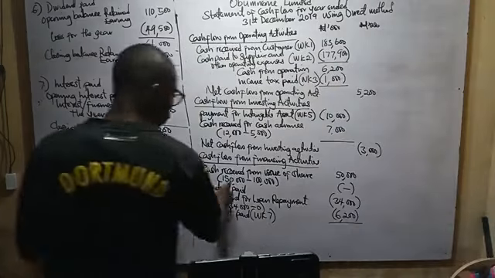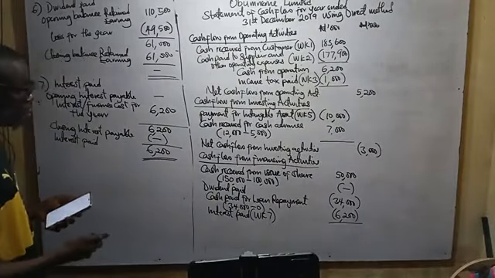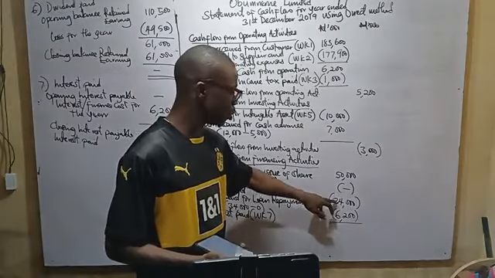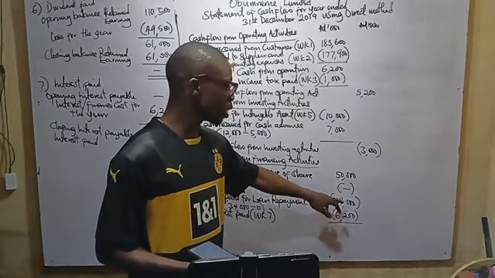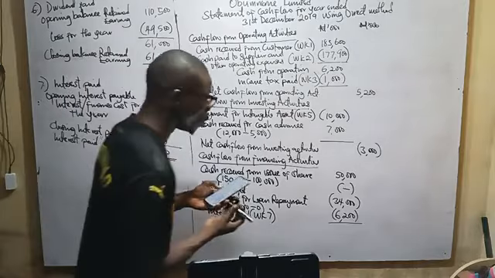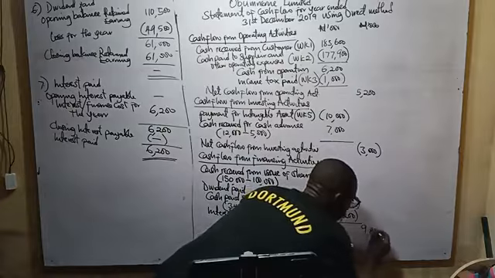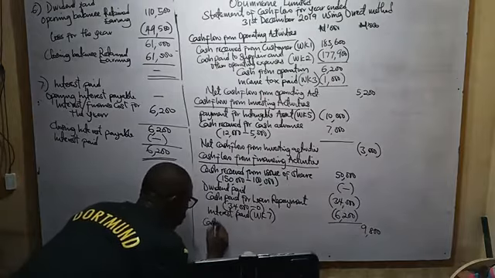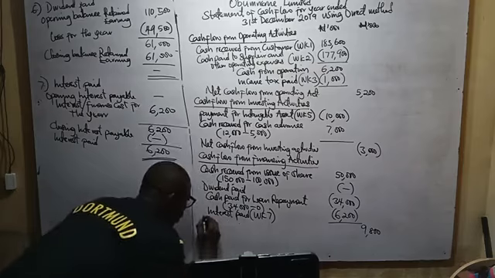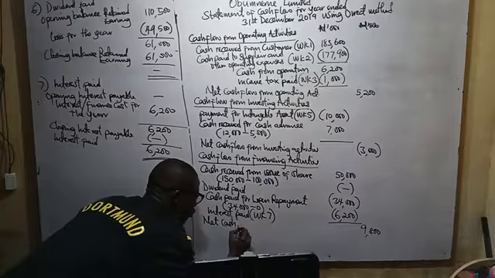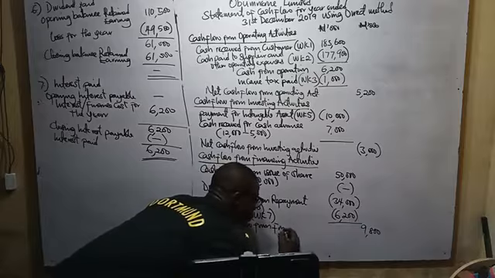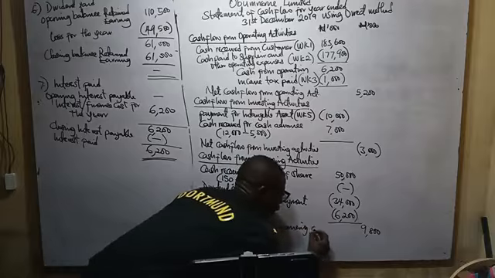So look at it now. We have calculated our interest paid in working 7. So 50 minus 0 minus 34,000 minus 6,200. What would that give us? That will give us 9,098. So this 9,098 will be our net cash flow from financing activity.